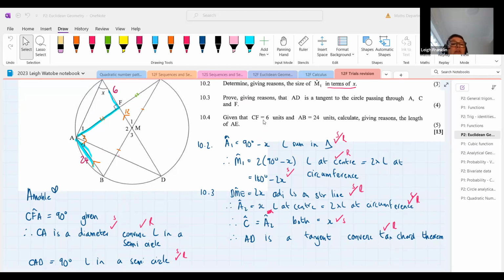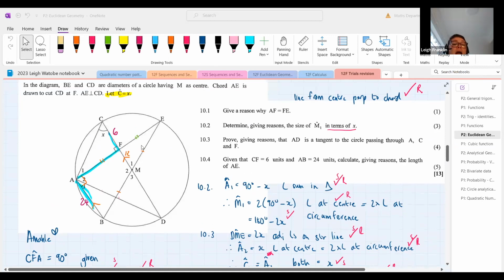There's no clear place to start. Remember, we looked at the diagram and we knew a few bits and pieces, but there was no clear place where we needed to start. In 10.1, you can see it's very directed: give a reason why AF equals FE. Whereas here, we've just been told two bits of what appear to be random information, and based off of that, they want us to calculate the length of AE. So this is a problem-solving question.